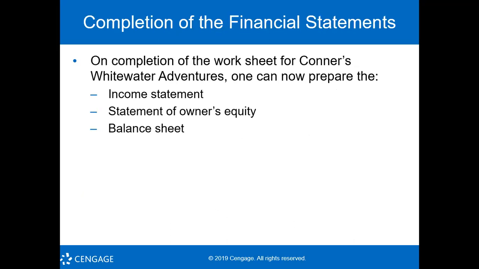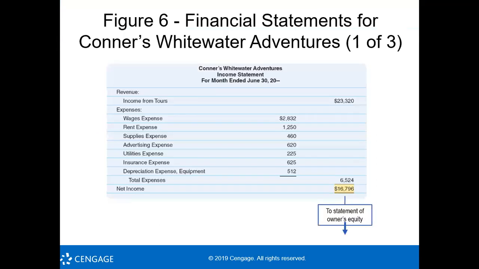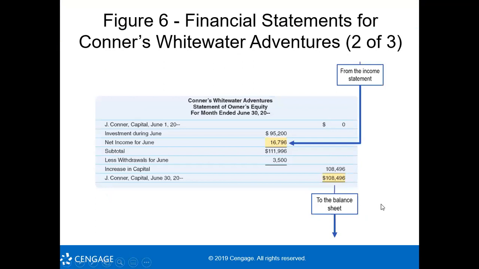Once we complete the worksheet, from that worksheet we can prepare our 3 financial statements. We saw examples of these financial statements in chapter 2 as well. Income statement, statement of owner's equity, balance sheet. So here's an example of our income statement, and this is based on that worksheet we saw a couple slides ago. So revenue minus expenses equals net income, 16,796. And remember that net income flows to our statement of owner's equity.